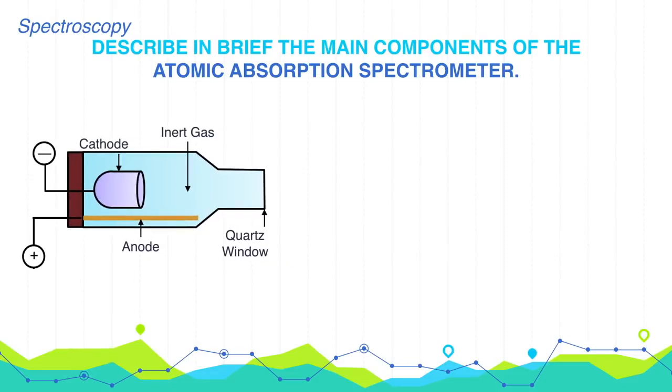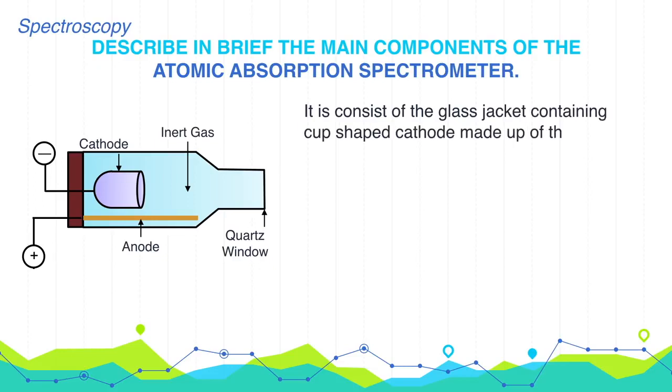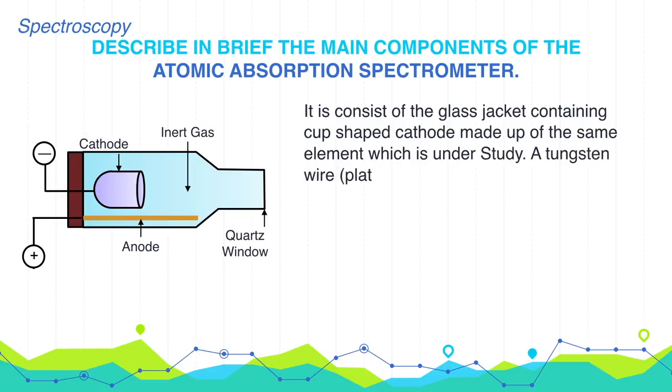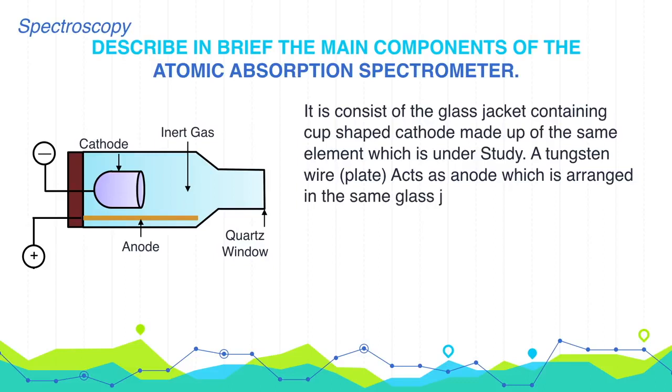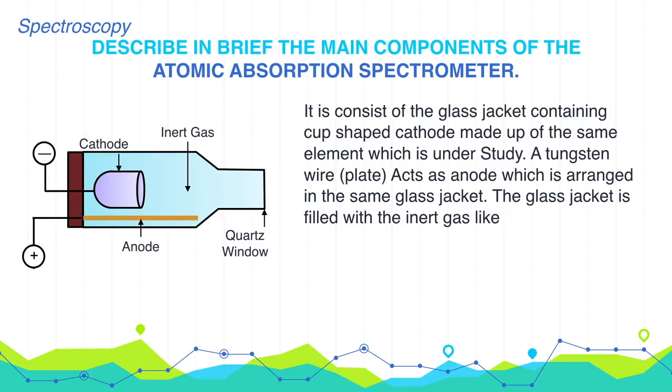Source of radiation is hollow cathode lamp. It consists of a glass jacket containing a cup-shaped cathode made up of the same element which is under study. A tungsten wire or plate acts as anode, which is arranged in the same glass jacket. The glass jacket is filled with an inert gas like neon or argon at a low pressure.